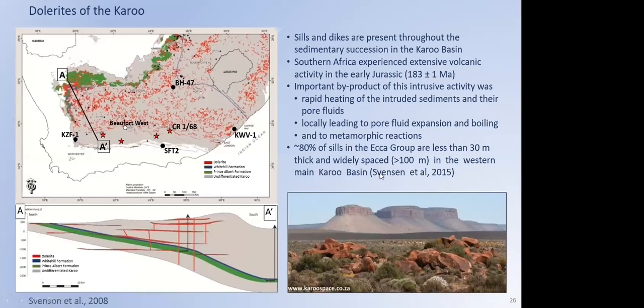Interesting that Swenson says that 80% of sills are less than 30 meters thick, and it's well spaced, specifically when you start dealing with the western part. Do note that the southern portion is absent of dolerites. Here is a transect, A to A prime, and we can follow the Prince Albert and Whitehall in blue through, and a schematic of how the dolerites could show.